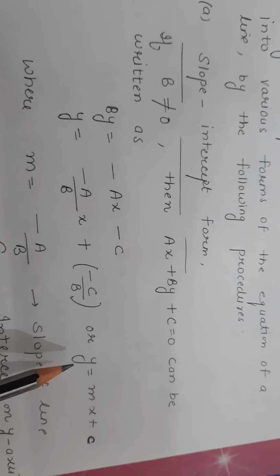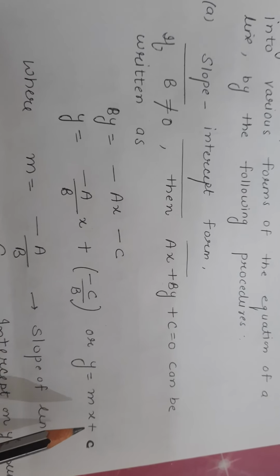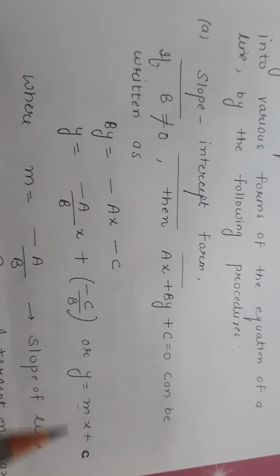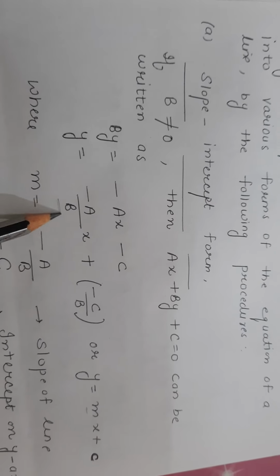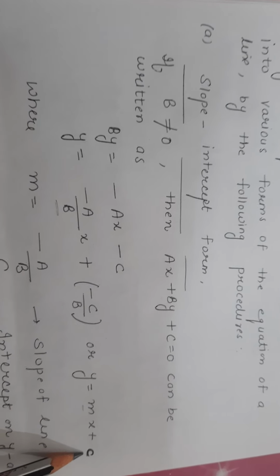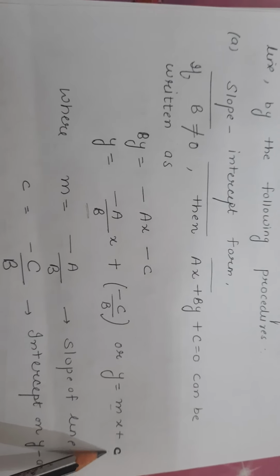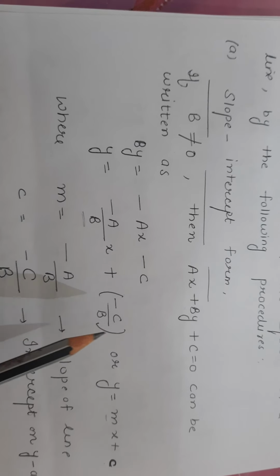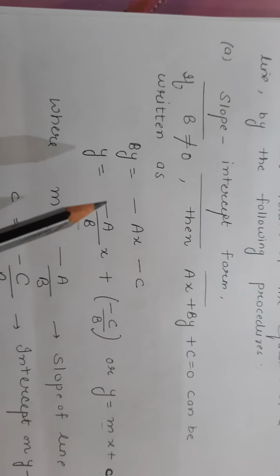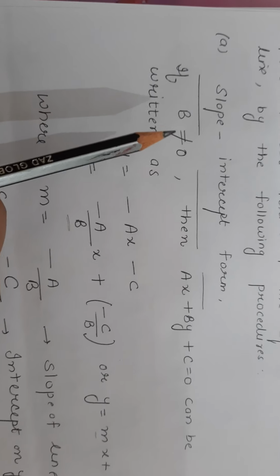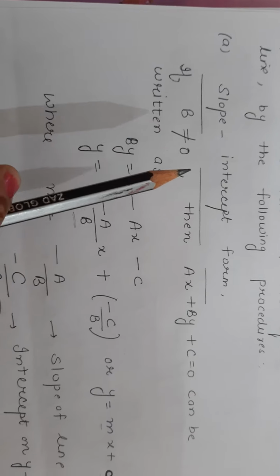If I compare this equation with y is equal to mx plus c, you know that in this equation m is the slope of line. So that means your slope is minus a by b and this c is the intercept on y-axis. So the intercept on y-axis is minus c by b. If you look here, we have divided by b on both sides. So that's why we have written this b should be non-zero.